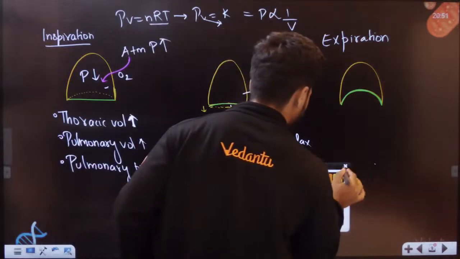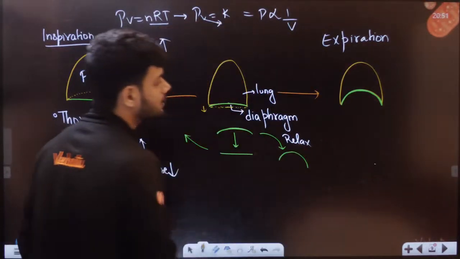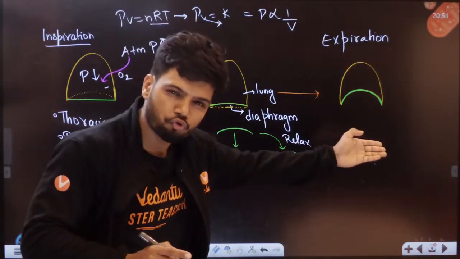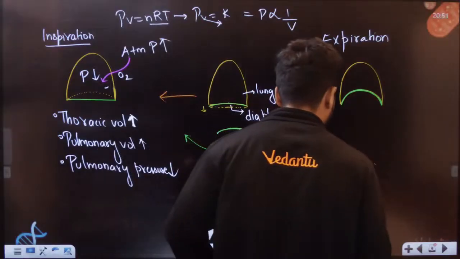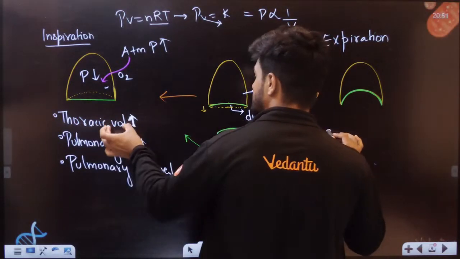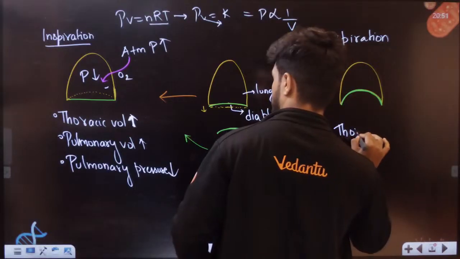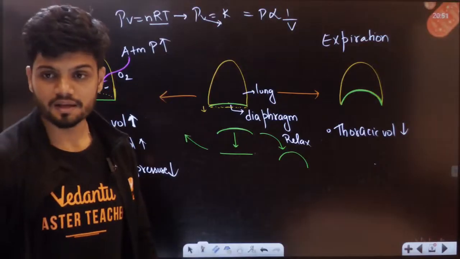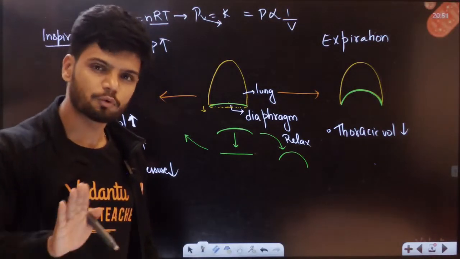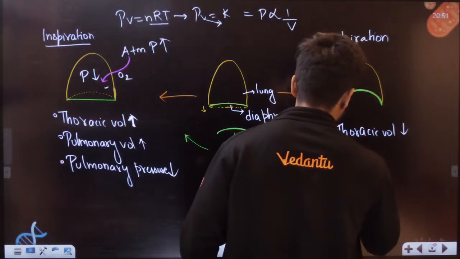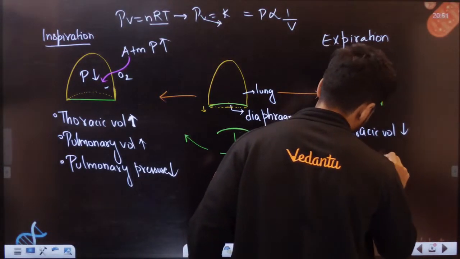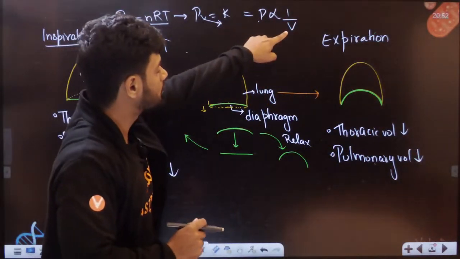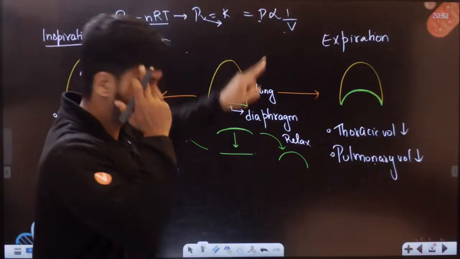During expiration, what is happening, students? During expiration, the diaphragm is moving up. Now all of you tell me, if the diaphragm is moving up, what is happening? First thing is thoracic volume is decreasing. Yes or no? If thoracic volume is decreasing, can I tell pulmonary volume is also decreasing? If the volume is decreasing, pressure is increasing. Yes or no?